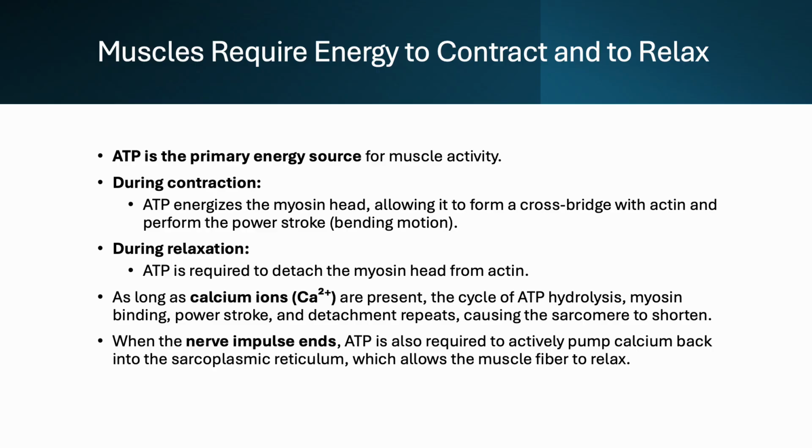Every step of contraction and relaxation depends on ATP. During contraction, ATP energizes the myosin heads so that they can attach to actin and perform the powerful stroke. During relaxation, ATP is required again, this time to detach the myosin heads and to actively pump calcium back into the sarcoplasmic reticulum. So muscles aren't just using energy to work, they also burn energy to reset and prepare for the next contraction. Without ATP, the whole system would grind to a halt. This is why muscle fatigue sets in when energy stores run low.